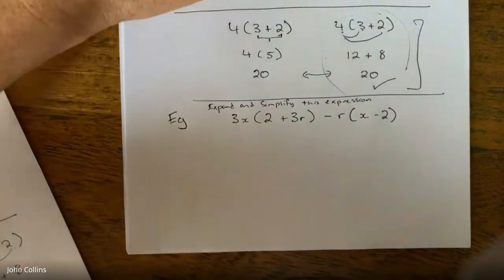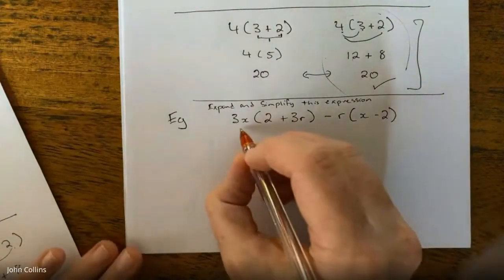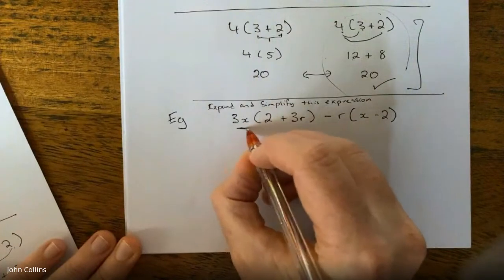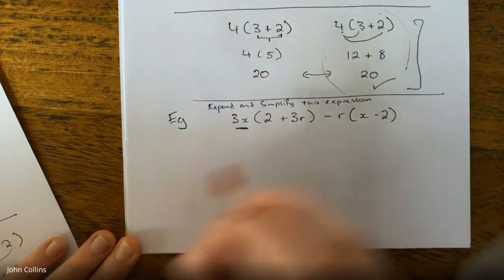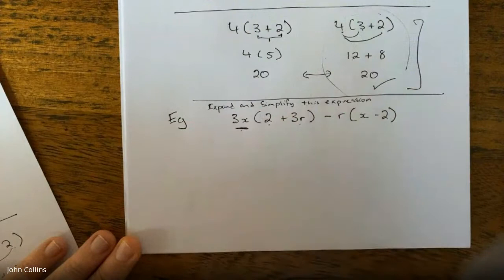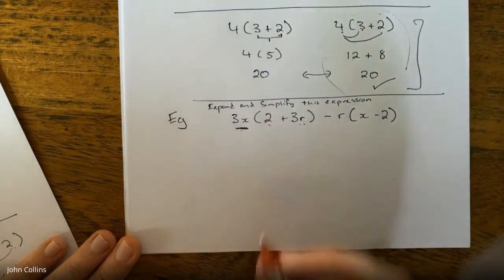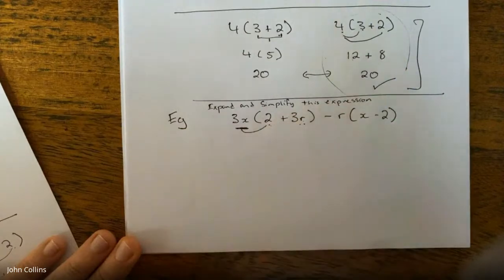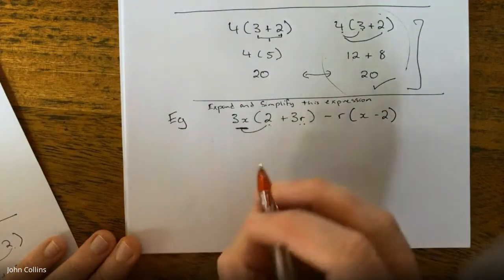I'm waiting for someone to type an answer in the chat, see if anyone does it. Okay, I need to expand using the distributive rule this times both of these because I cannot add these together at the moment. So I have to just multiply without adding first. So 3x times 2, so twice 3x's, that's going to be 6x's.